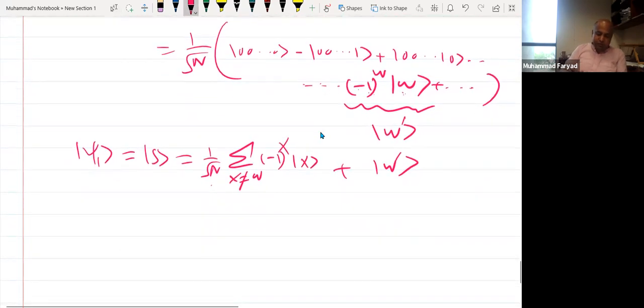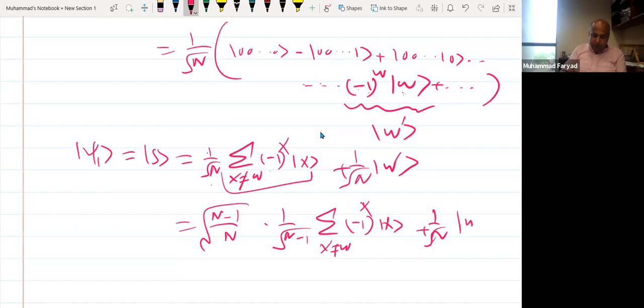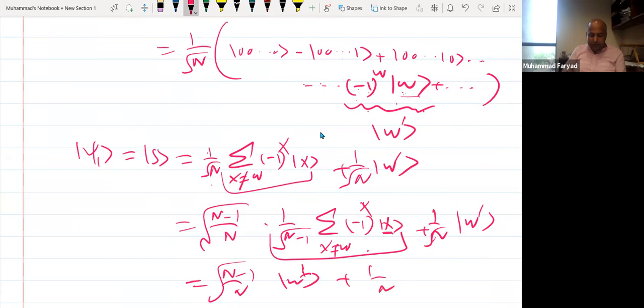And there's a 1 over square root of N here. So we can normalize this state because this has no N minus 1 term. So let's put an N minus 1 here and an N minus 1 here. So this becomes square root of N minus 1 over N, times the normalized sum over x not equal to w of minus 1 to the power x, |x>, plus 1 over square root of N, w prime. So this is a state which is perpendicular to w prime, because all of these x states are orthogonal to this state, since this is a superposition of orthogonal basis states. Each one of them is orthogonal to everything else. So the combination of everything else other than this is still orthogonal to this w. So let's call this some w perpendicular state, and this is this state.